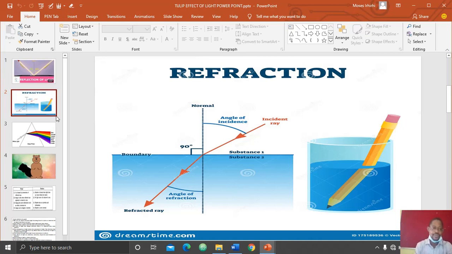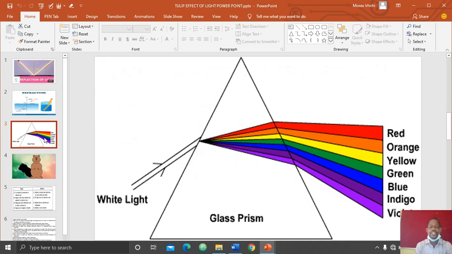The next effect we are looking at is the dispersion of light. The dispersion of light has to do with the separation of light into its different colors. Here we have white light coming from its source, and then it strikes a transparent glass prism. As it passes through the glass prism, it helps to separate the white light into its different colors, as you can see. Remember the ROYGBIV I mentioned in one of our lessons, and I mentioned that a glass prism helps us to separate light into its different colors.